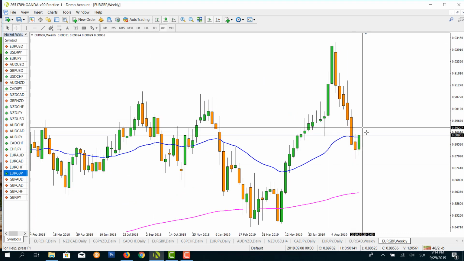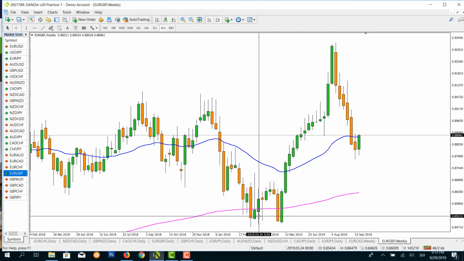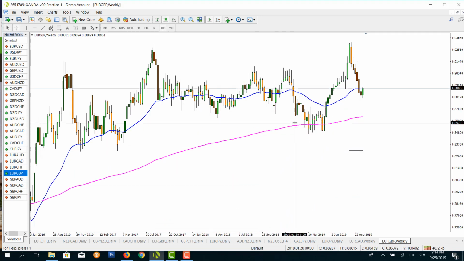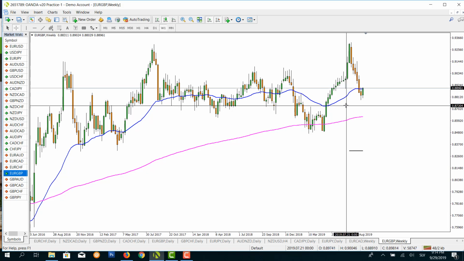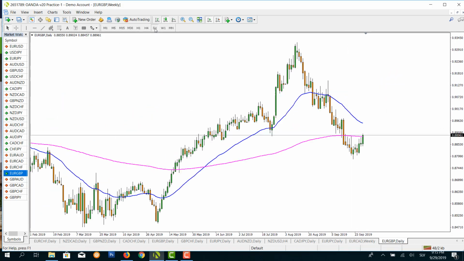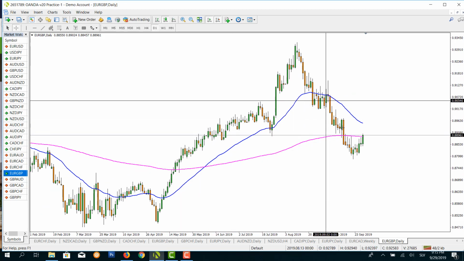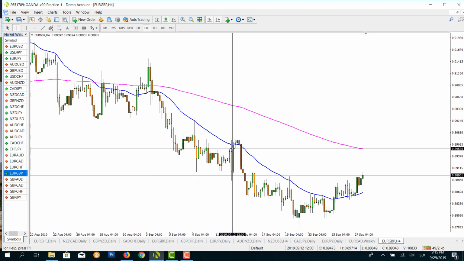Euro pound. Euro pound is in the middle of nowhere. This structure was not respected. There's no structure, no relevant point for price to bounce on a weekly. On a daily, it's just drifting. Look at that, drifting, doom, doom, doom. The swing highs and swing lows are on a lower time frame.